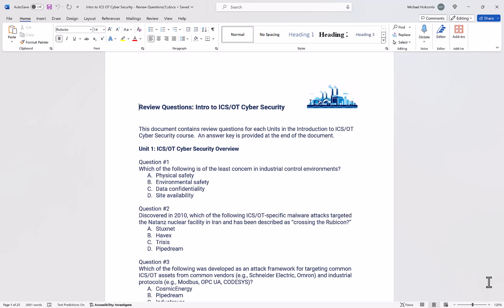But Stuxnet was this piece of malware that was created. And when we talk about crossing the Rubicon, it's really the first known piece of malware that was designed to target ICS OT. Maybe there were some others before that we don't know about. But also, it was where we have one nation state attacking another nation state with a cyber weapon.